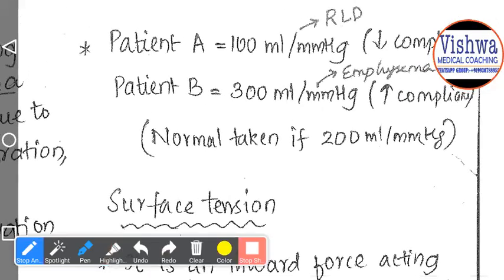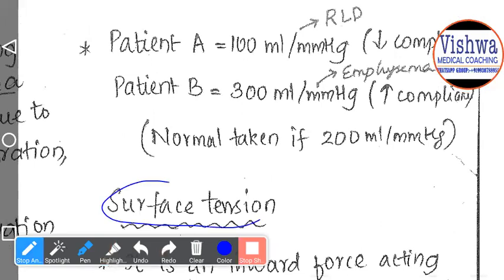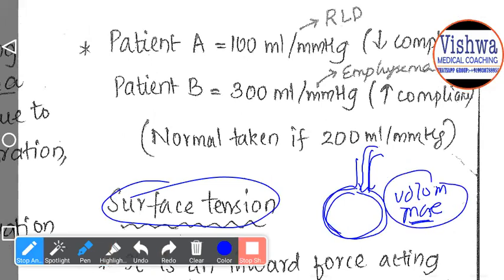It is what is reduced by the surfactant. That is surface tension. Let's say this is an alveolus. Now it is given pressure to inhale or push the air. What is the volume change? The volume change will be more if the ability of the alveoli to expand is more, right?